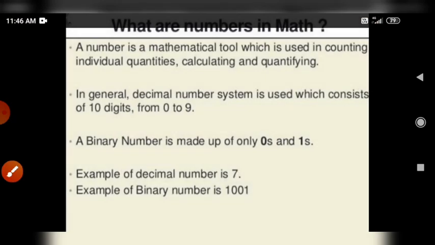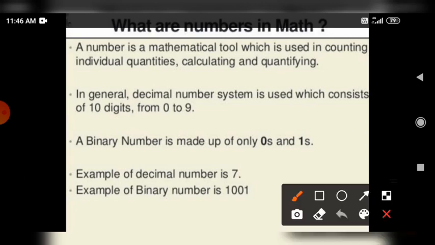Next one. What are numbers in math? A number is a mathematical tool which is used in counting, measuring individual qualities, calculating and quantifying. These are all mathematical tools.